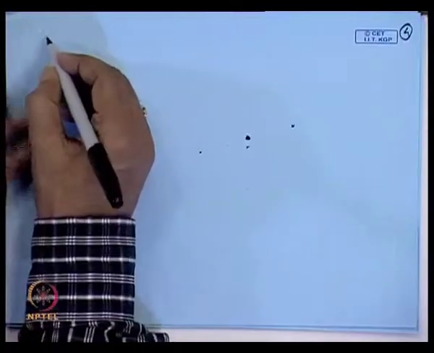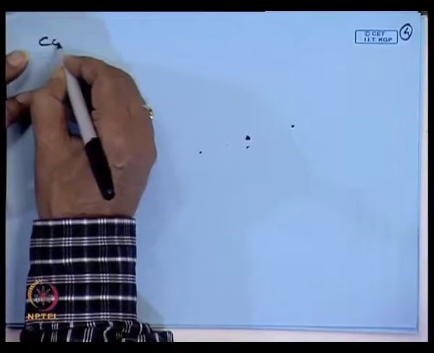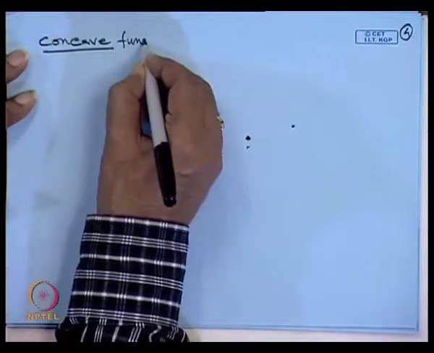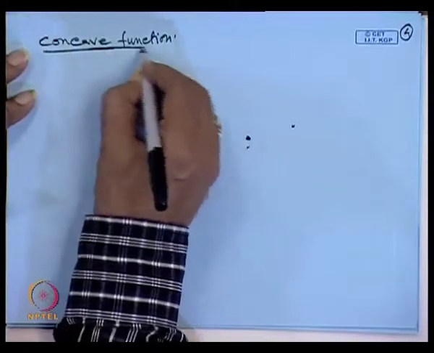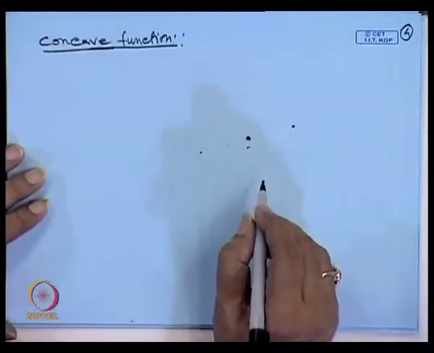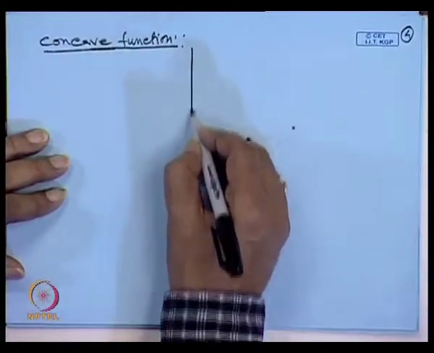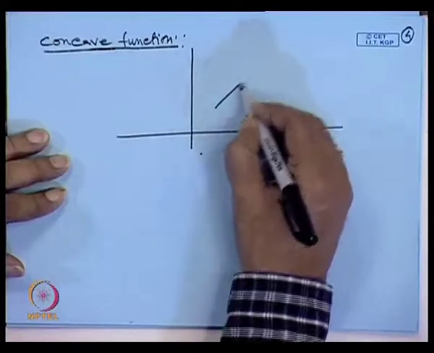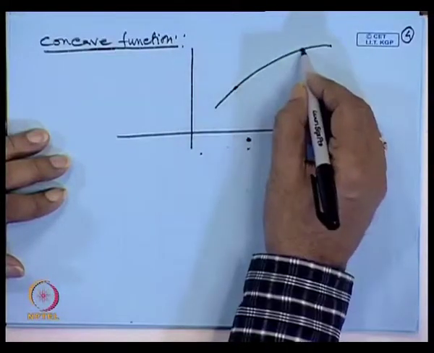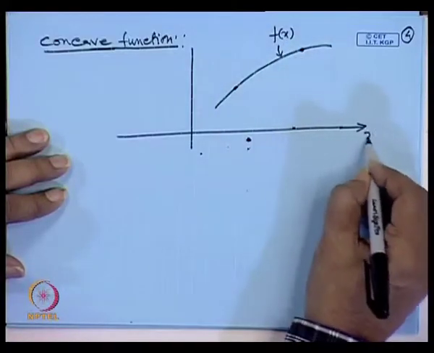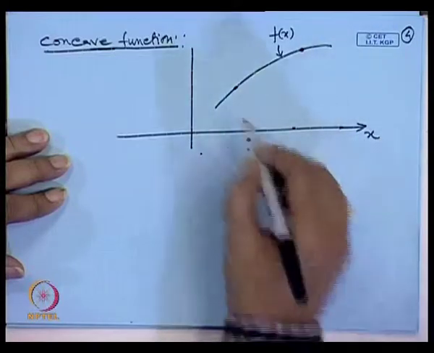So, this is our convex. What is the definition of concave function? In a similar way one can find out. Let us call this the function f of x, the single variable case we are explaining, then we can extend it to the n-dimensional case.